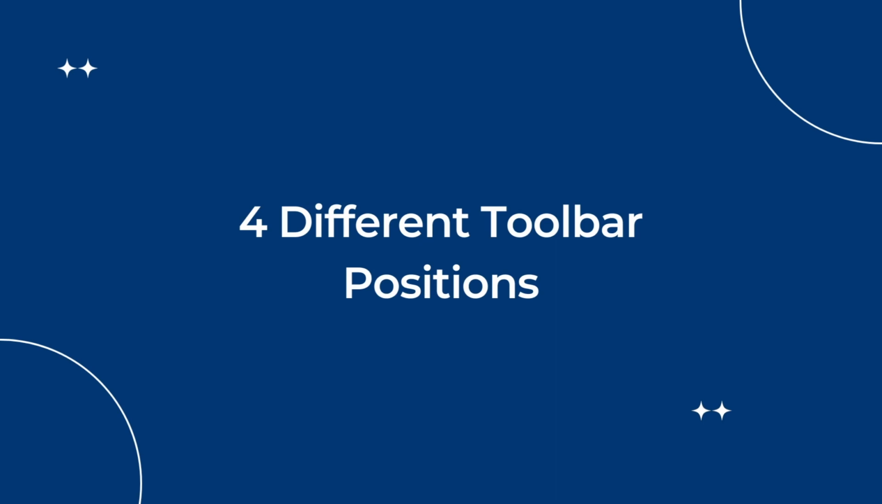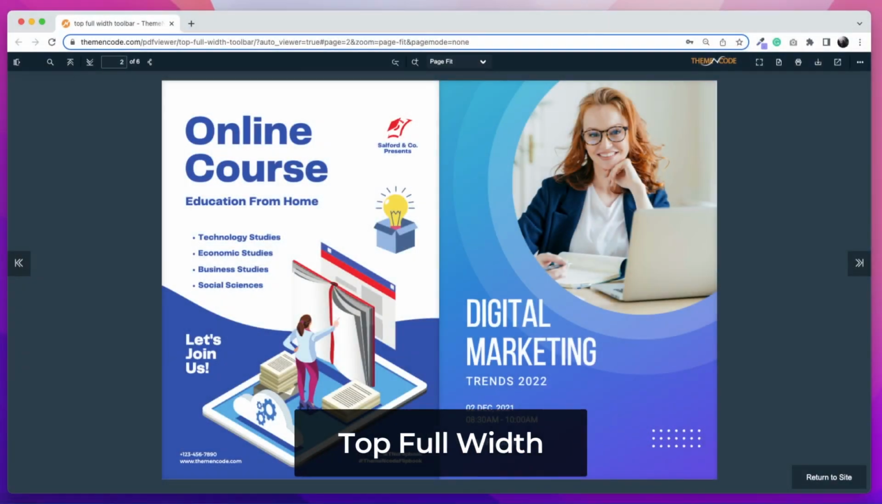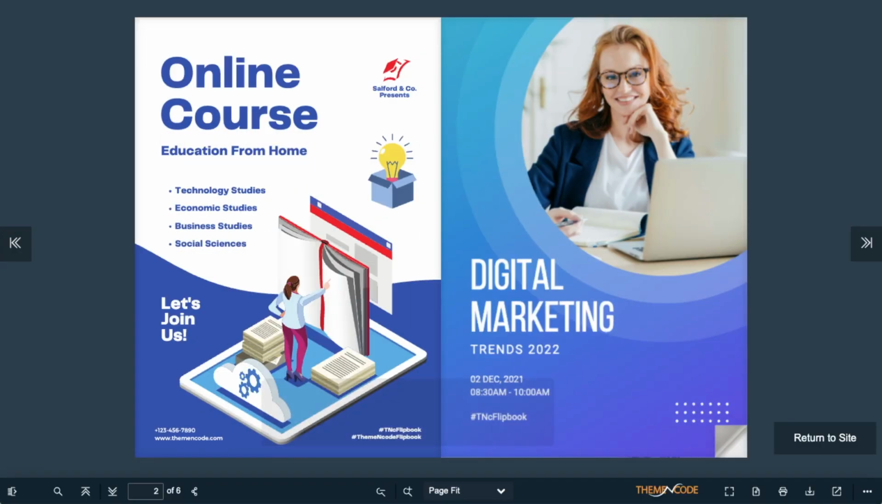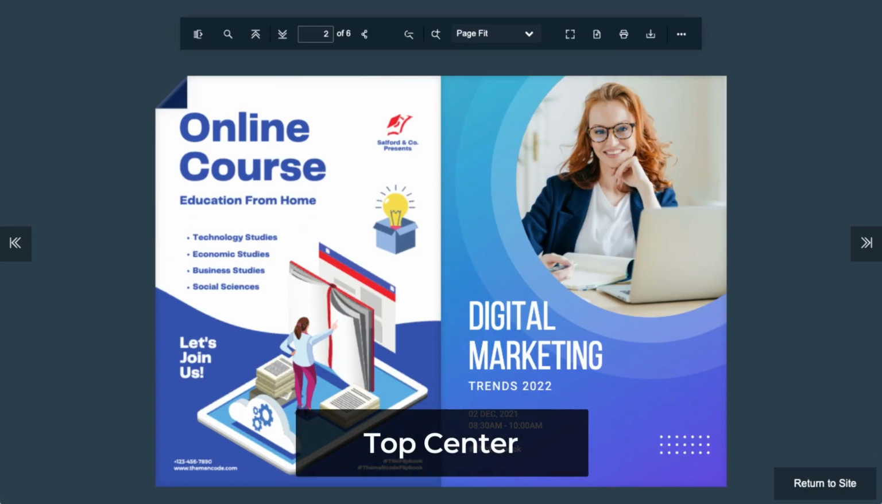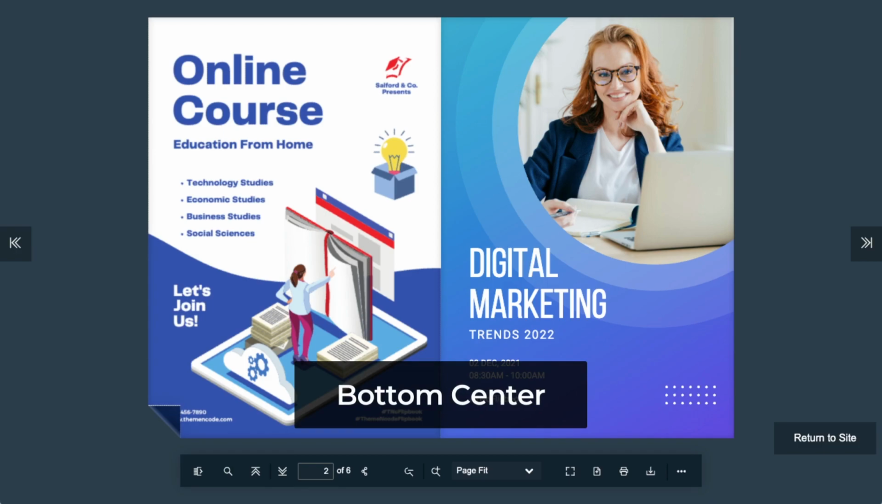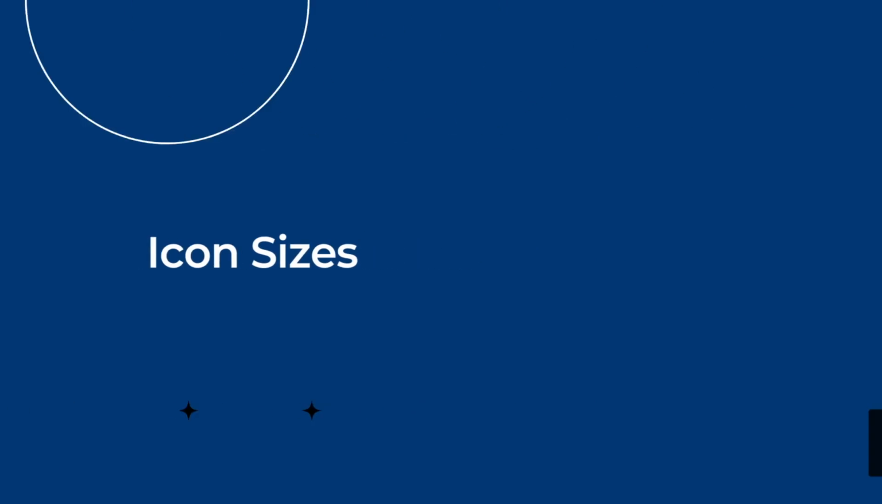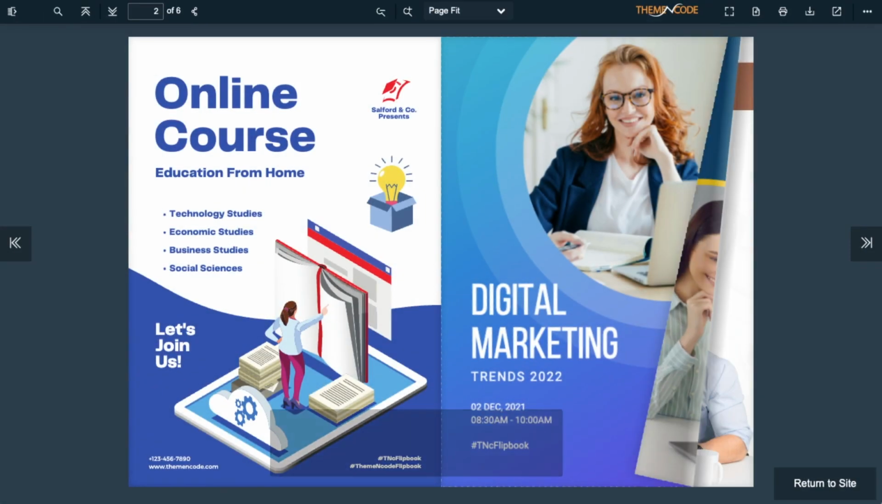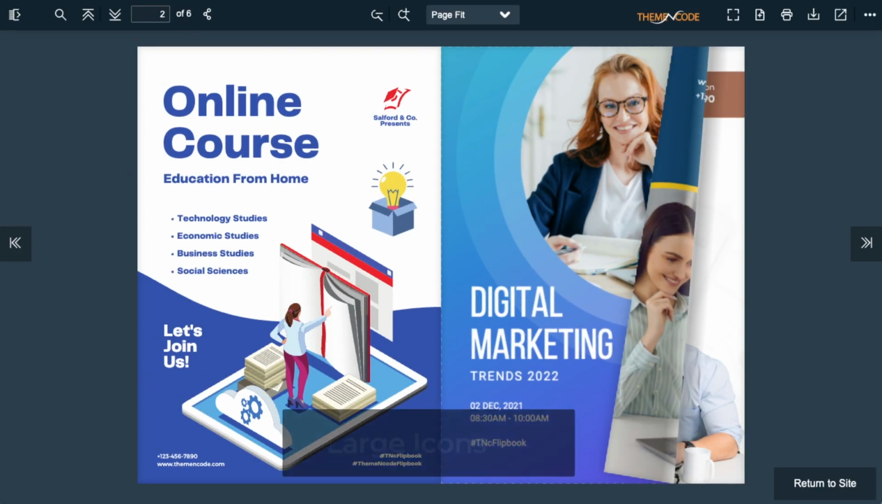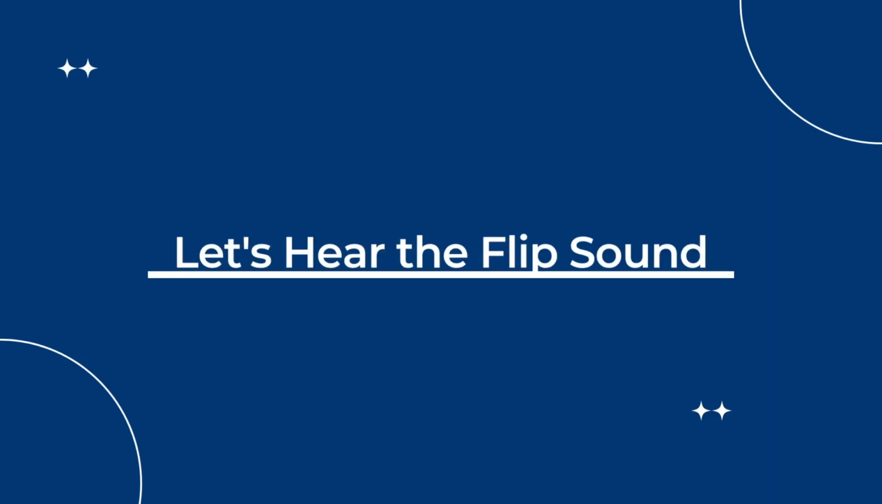Now let's check out the different toolbar positions. Top full width, bottom full width, top center, and bottom center. The next feature is different icon sizes. Take a look at the top bar, and you can see 3 different sizes of icons. Another feature that makes it unique is the flip sound.